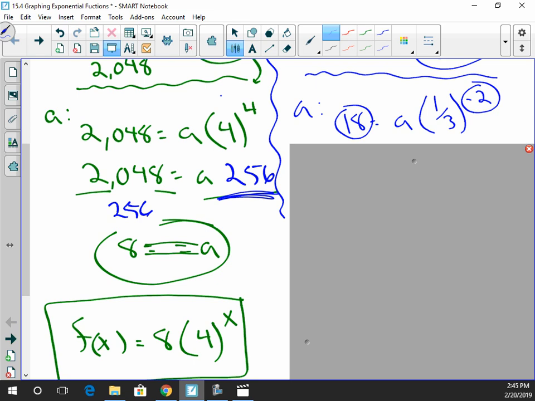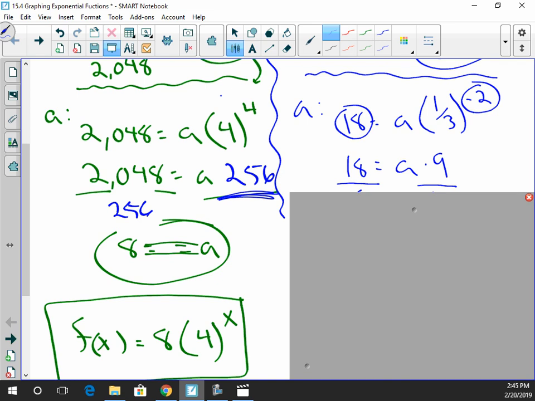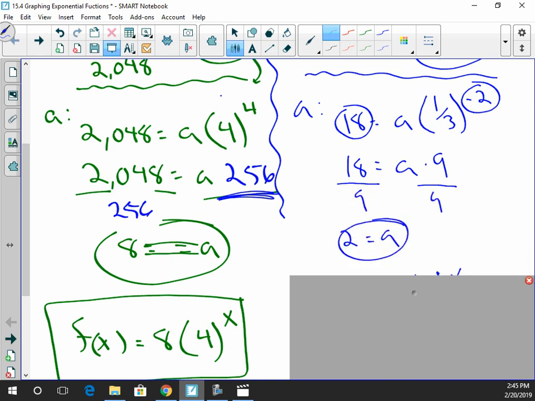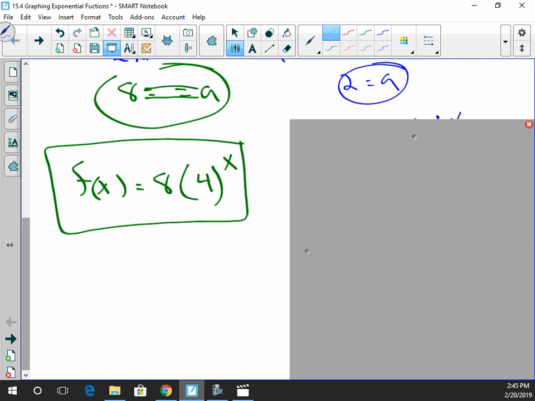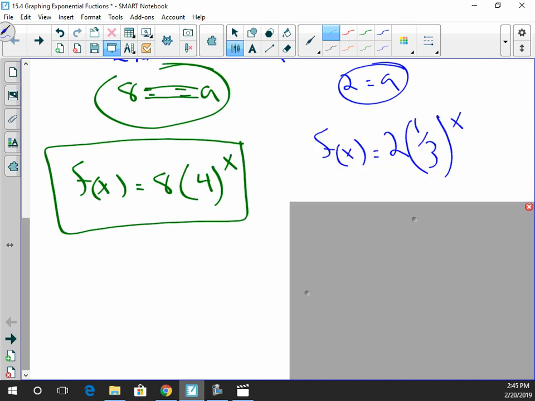1/3 to the -2 gives me 9. So I get 18 is equal to a times 9. Divide both sides by 9, and I get my a value of 2. And now I have everything that I need to write my exponential function. F of x is equal to 2 times 1/3 to the x power. Okay, so that was our warm-up.